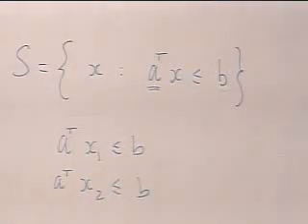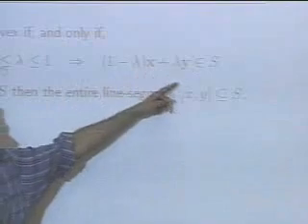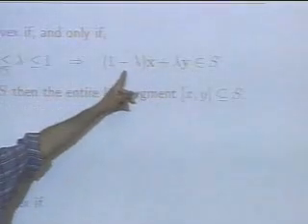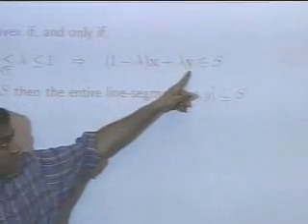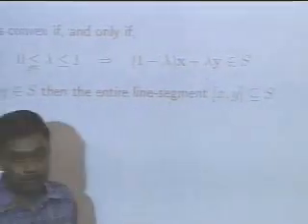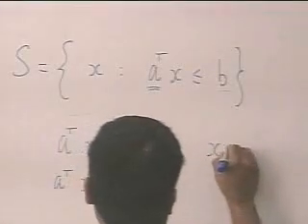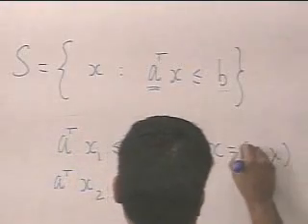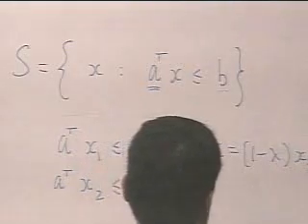Now I want to show that if I take a convex combination, so this particular combination is called convex because it's taking a non-negative weighted combination of x and a non-negative weighted combination of y, where the weights add up to 1. So I take a vector x, which is 1 minus lambda times x1 plus lambda times x2.